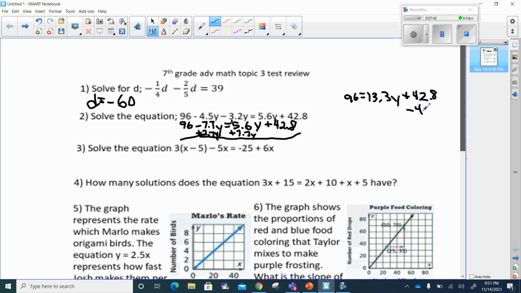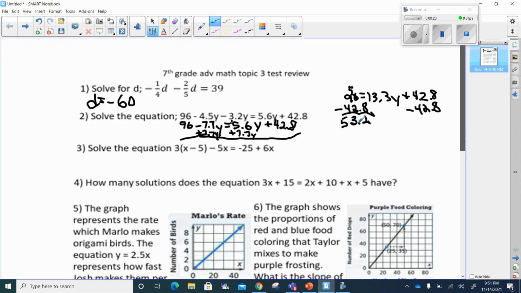I'm going to subtract 42.8. Whatever I subtract from one side, I subtract from the other side. Now 96 minus 42.8. I got to borrow something from here, so I'll have a 10 over here to minus the 8 from. Let's see. When I do that, that's going to be 10 minus 8, which gives me 2. 5 minus 2, which will give me 3. And 9 minus 4, which will give me 5.